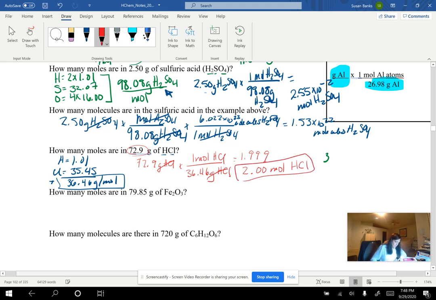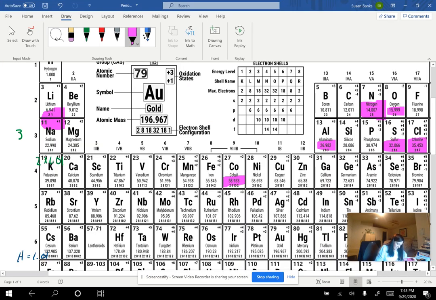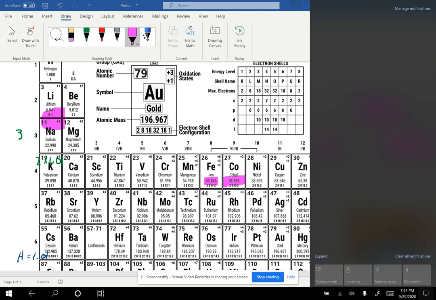Okay. How many moles are there in 79.85 grams of iron 3 oxide? This is known as rust to you guys. So the very first thing we've got to do is find iron, and well, we've already found oxygen, right? Oxygen is 16 grams per mole, and we've got 3 oxygens. Let's find iron first. Let's look on our periodic table. So if I look at iron to the 100th, I will have 55.85 for my iron. And oxygen, once again, is 16.00. So we're going to use that.